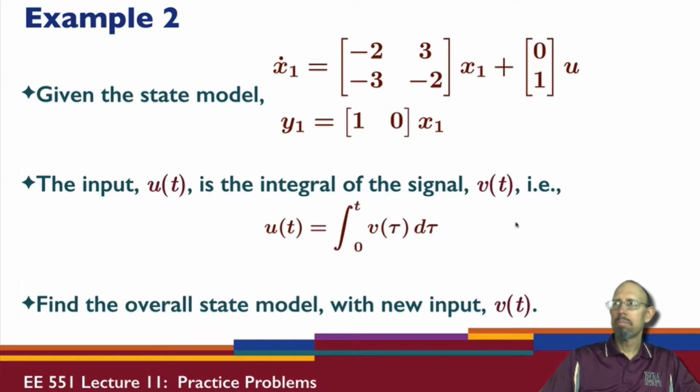All right, next example. We're given the state model, and we're told that the input u of t is the integral of some signal v of t. That is, u of t is the integral from 0 to t of v of tau d tau. We're asked to find the overall state model with the new input v. So notice that input v is coming in, it's getting integrated, and then it comes in here and forms the system. So we're asked to find the overall state model with the new input v of t.